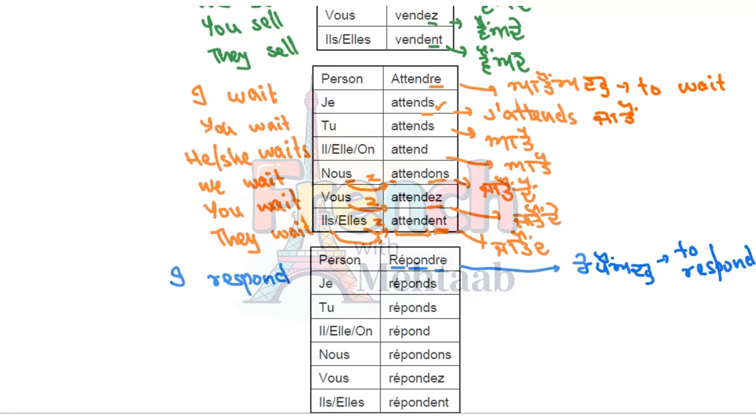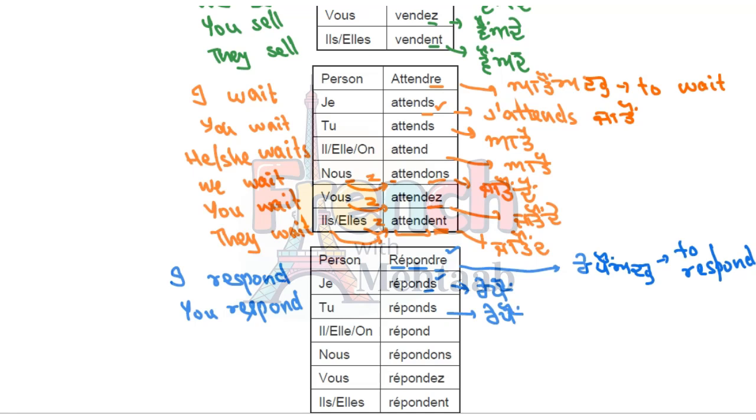So if you want to say that I respond, you would say je réponds. Je réponds, because the ending ds we are not pronouncing here, and we are conjugating the verb with je, so we are removing this re from the end and we would put s here. So je réponds. And now if you want to say that you respond, then you would say tu réponds. Tu réponds.